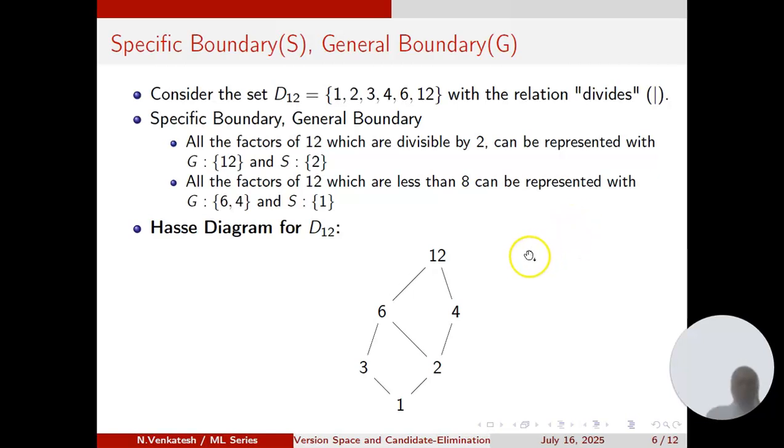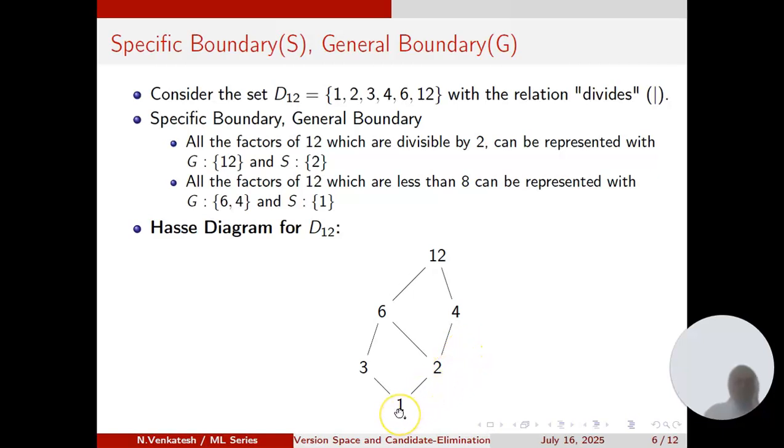So now, for this, the general boundary is 6, 4. There is no number which is less than 8 which divides 12 other than this 4 and 6.